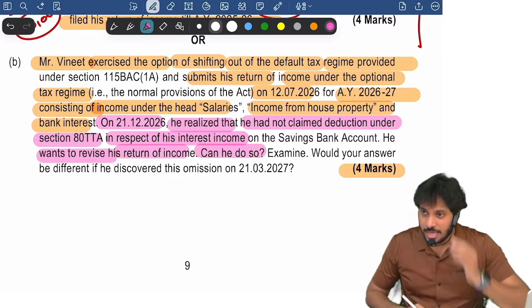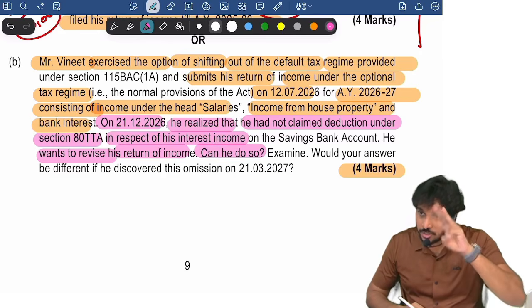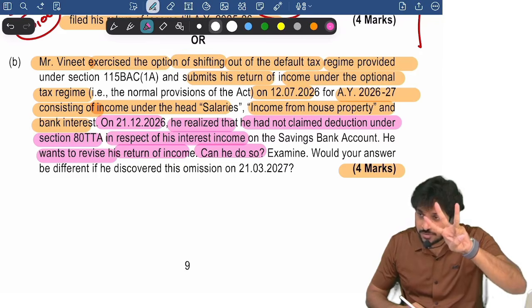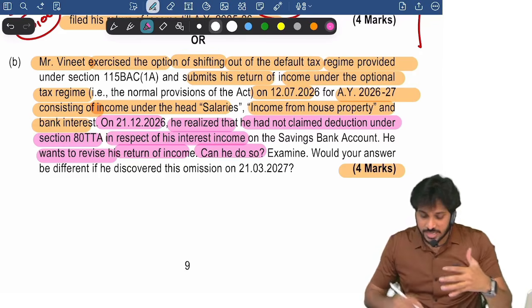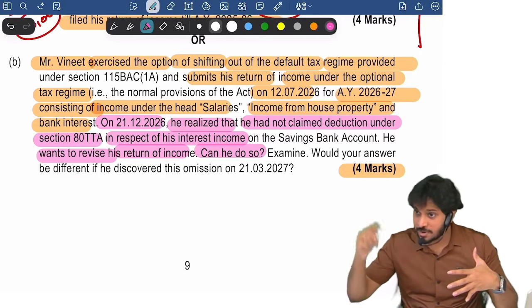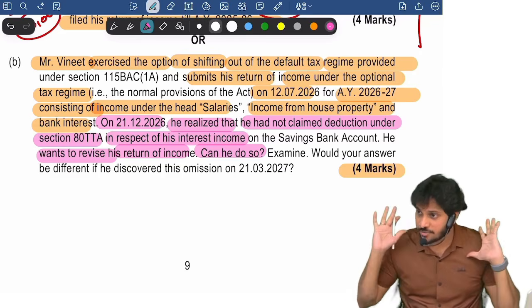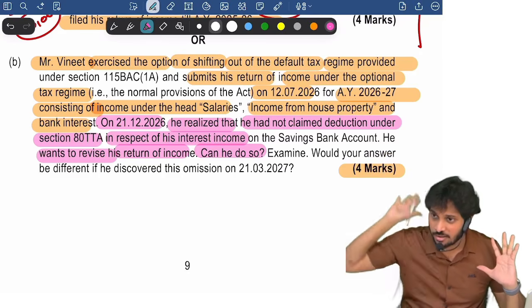No problem. A person can revise his return of income 3 months prior to the end of the assessment year or completion of assessment, whichever is earlier, section 139(5). And accordingly, in the given case, he wants to revise the return of income on 21st December, well within the due date. Therefore, he can revise the return of income by claiming 80TTA deduction.